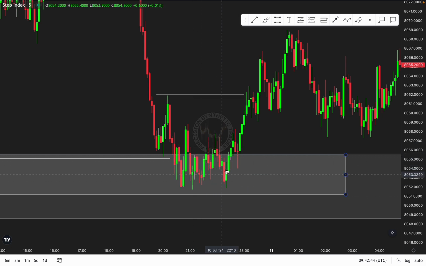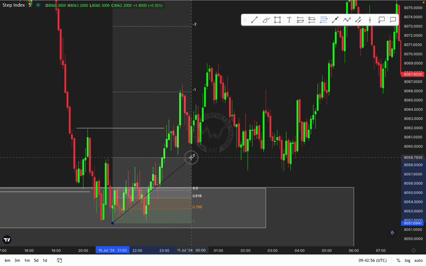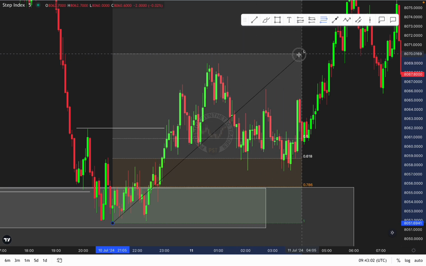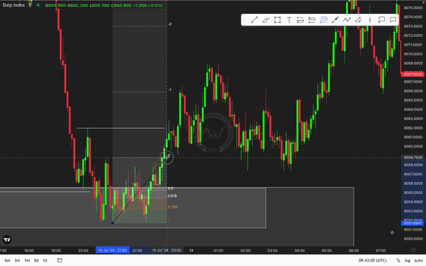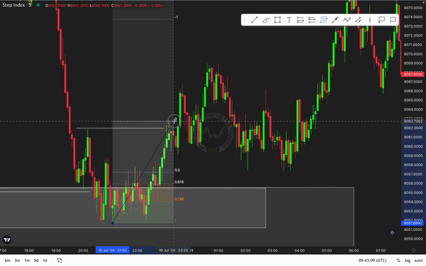We are ranging. We had a market structure shift. Where's my lowest point in this ranging zone? It's that one there. Let's draw our fib from this low to the highest point here. If you are unsure, you can trail your fib. This low, this high was created.